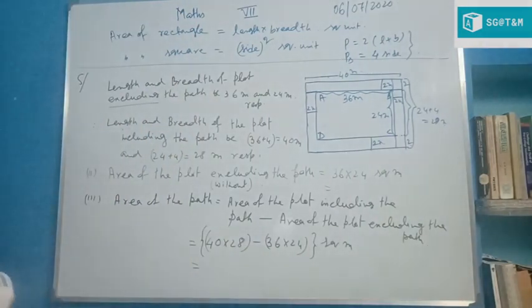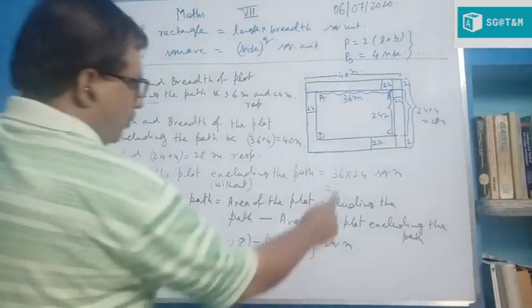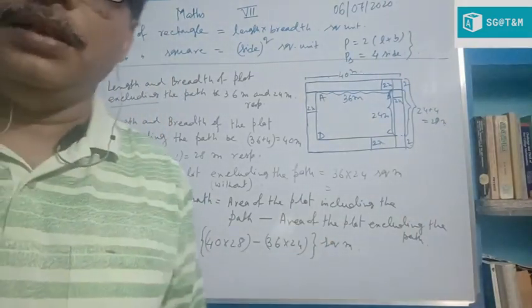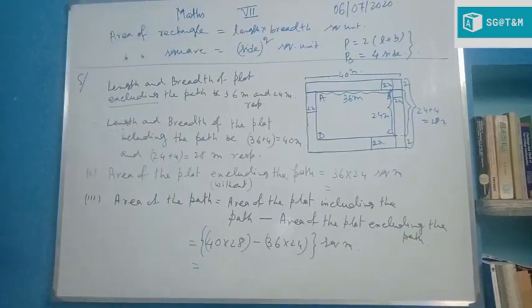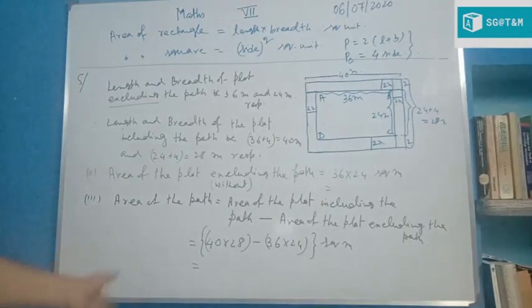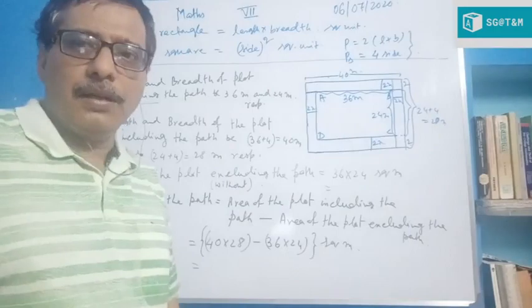Try yourself. Just multiplying and subtracting, we get the result. This is the procedure. After calculation, we get the answer. Calculate yourself, it is very easy. Multiply 40 into 28 and 36 into 24. Multiplying these two, we get the answer. Clear?